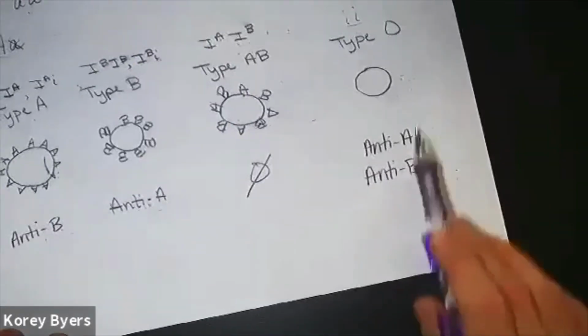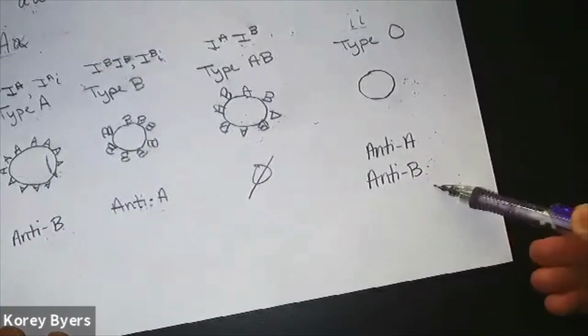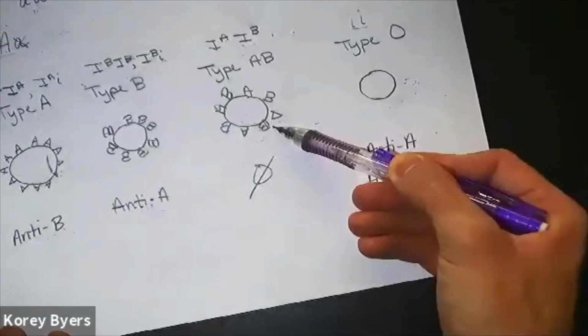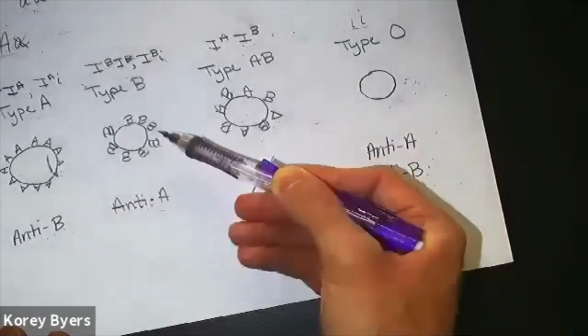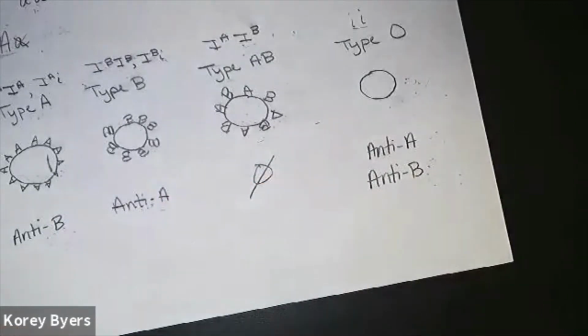Type O can only receive type O because they have antibodies for both A and B. So they'd interact with this, it would interact with this, and it would interact with that. And so while folks with O blood are kind of the universal donor, they're at a disadvantage.